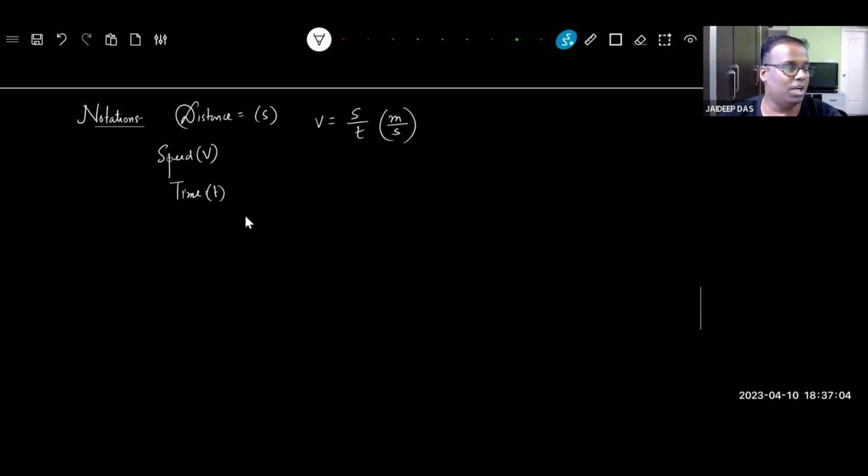Now, children, you will be getting a lot of problems in terms of average speed. Okay, there will be a lot of average speed which will come to you. So you have to be very, very careful about solving those problems. Let's see one more graph out here before we move on to our next thing. Okay, next topic.